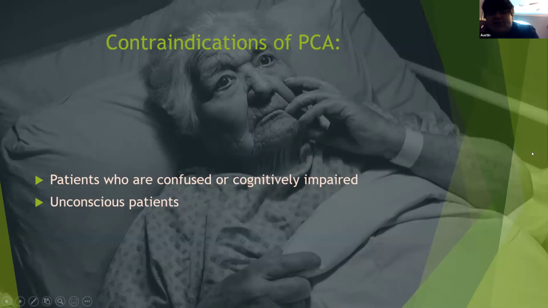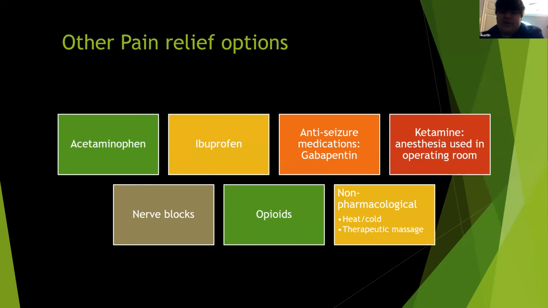Some contraindications of PCA are patients who are confused or cognitively impaired, who are unable to use the pump effectively, and unconscious patients. So here are some of the other pain relief options. You have your non-opioid pain medications like acetaminophen and ibuprofen. You have nerve blocks, as well as non-pharmacological pain relief methods.